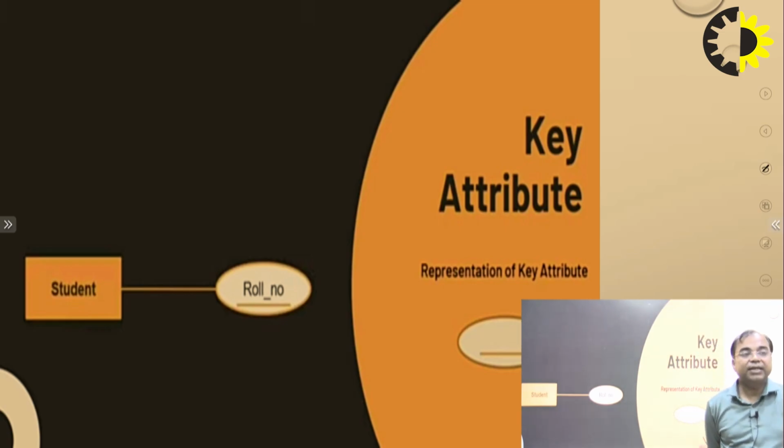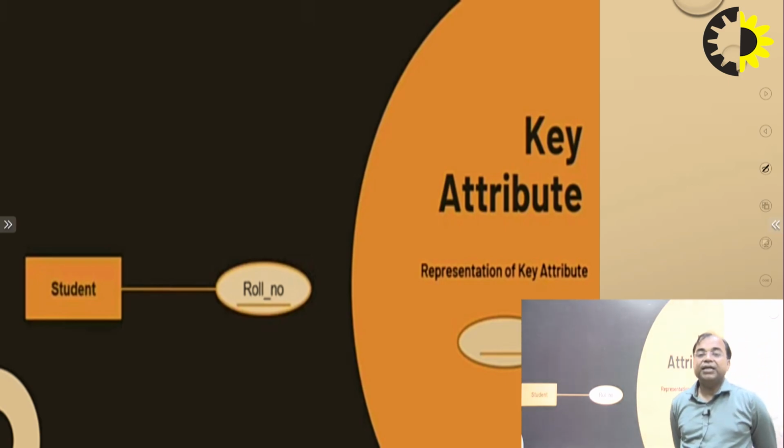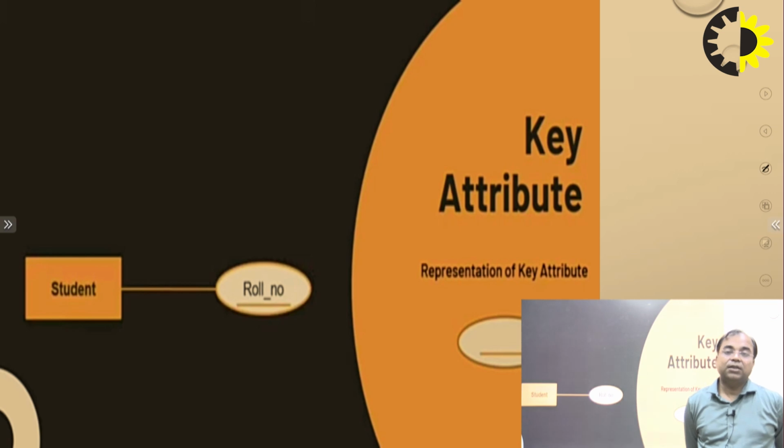How do we show a key attribute? With an underline on the attribute, it is known as a key attribute. It is a prime attribute. It uniquely defines the whole table. The attribute which uniquely defines the whole table is known as a key attribute. It is a very important attribute.